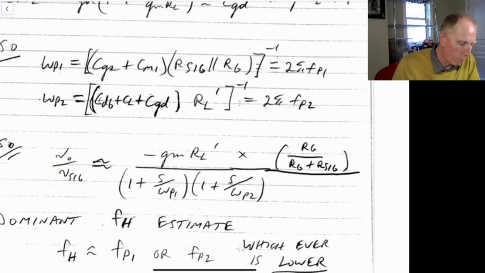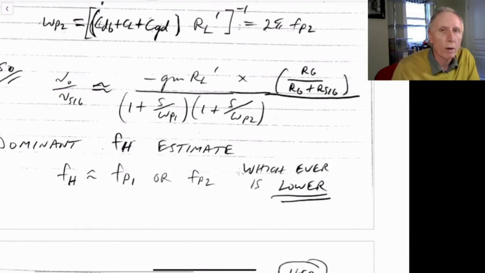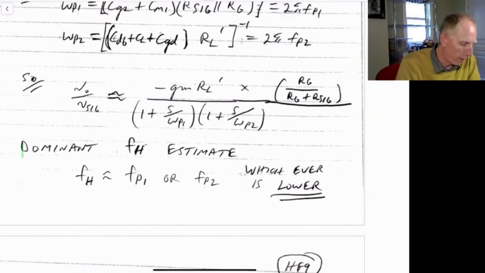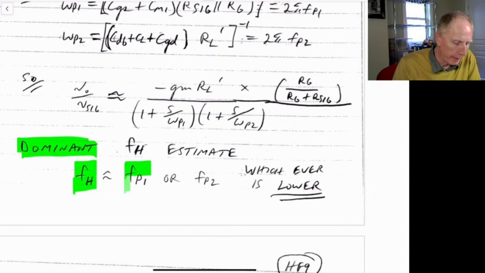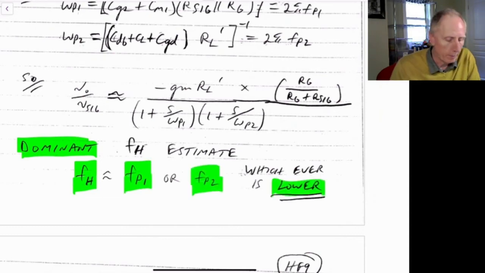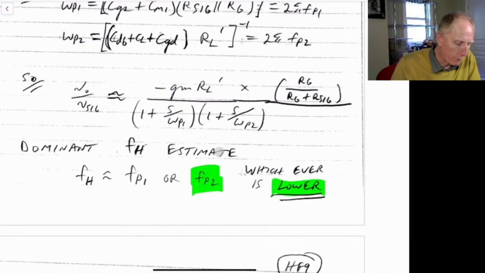Now, as I mentioned, we have two approaches to find what omega H or FH would be. One, if we believe that one of our poles is much lower than all the rest, and we do the analysis and find that to be the case, then FH would be either FP1 or FP2, whichever is the lower of the two, because that would be the case where it would start to drop first. So that's sort of the dominant estimate.